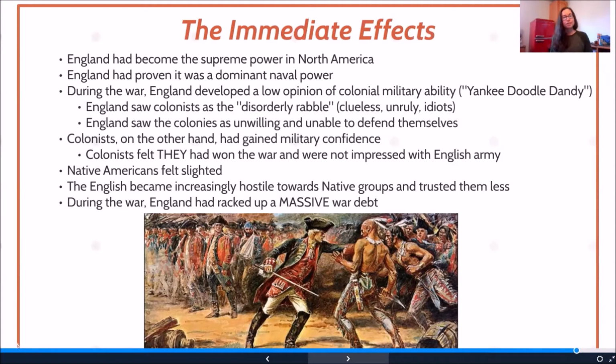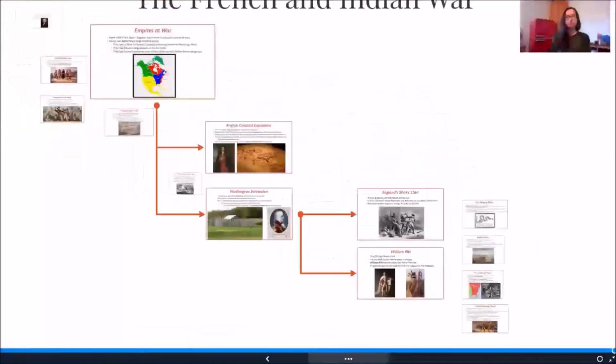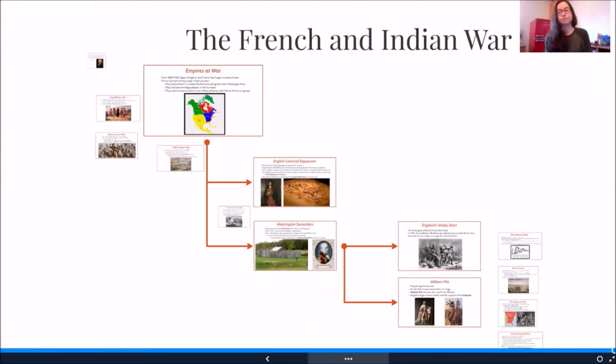Now, on the other hand, you got the colonists in America who felt that they had gained their military confidence and that they had won the war. They were not impressed by the English army. And then you've got the Native Americans who just feel slighted. They came to the table, they fought for both sides, they worked hard to help the English win, and then they were just largely ignored. The English became increasingly hostile toward Native groups, and they trusted them less and less. We had a big problem, though. During the war, England had racked up a massive war debt. And that's what we're going to talk about next.